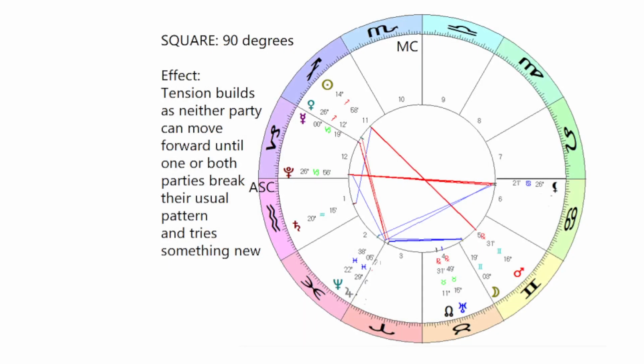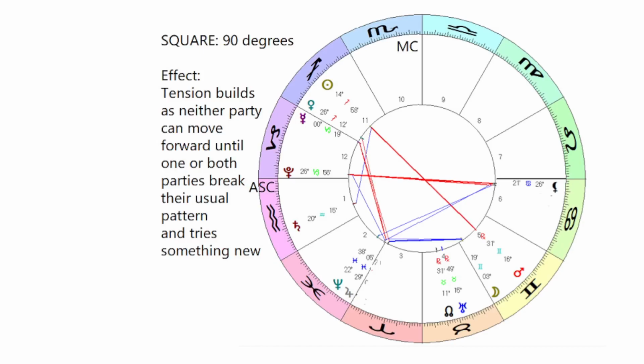Okay, next we have the square. The square is a tension point with two planets being 90 degrees away from each other. The effect of this is that the tension builds as neither party can move forward until one or both parties break their usual pattern and try something new. This effectively creates a block.